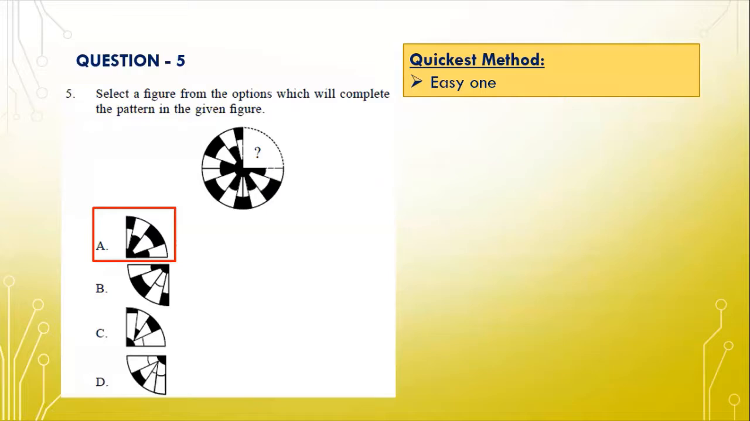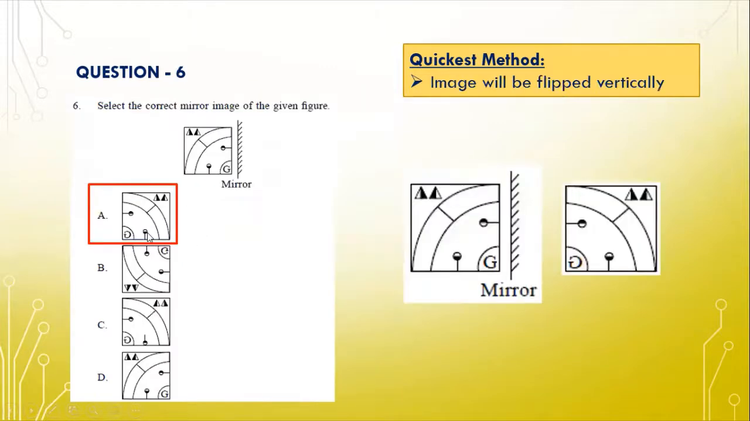Select a figure from the options which will complete the pattern in the given figure. Again, an easy one. So just notice the pattern, isn't it? Because this is empty, this should also be empty. If this is filled, this should also be filled, because filled, filled, empty, empty. If this is filled, then this should also be filled, isn't it? So A is the correct option.